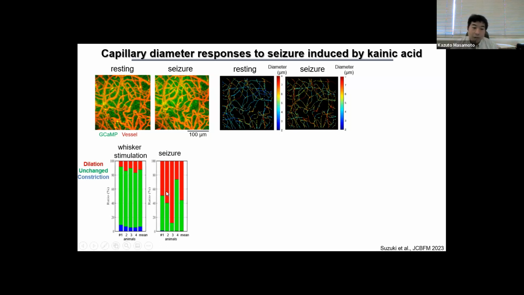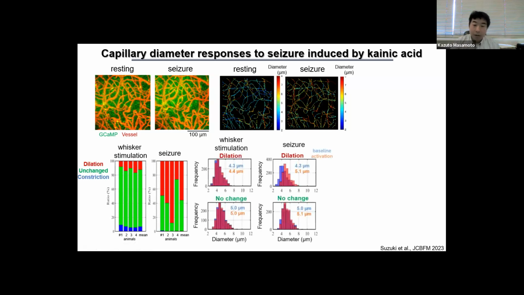So during the seizure, 46% of the capillaries actually dilated, but the remaining 54% were still unchanged. But those dilating and unchanged capillaries had different resting diameters. This is also consistent with the result of the sensory stimulation. So the seizure caused dilation. The smaller capillaries at rest, 4.3 micron, go up to 5.1 micron during the seizure, but the others show no change. Those are almost the same as the capillary diameter at rest under the activation setting.